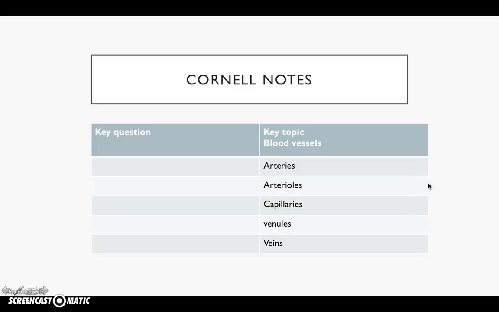Right, okay, so your Cornell notes for today are going to be on blood vessels, and we have arteries, arterioles, capillaries, venules, and veins. So that is the structure. It's actually in that order.